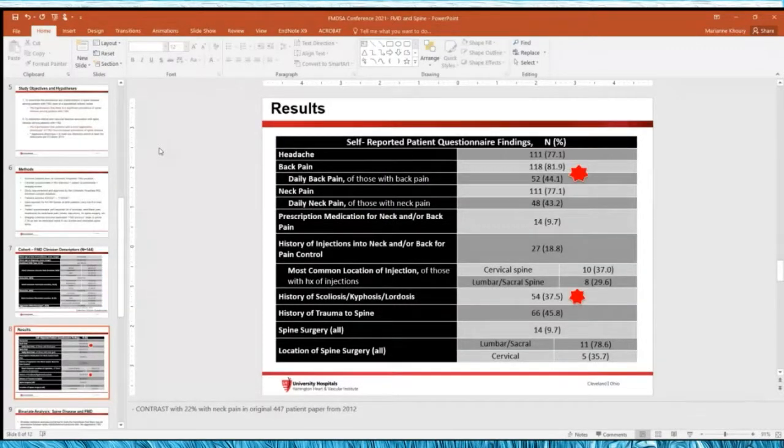So as a result of these self-reported patient questionnaire findings, we asked a bunch of different questions about headache, back pain, injections, and you can see here that, excuse me, over 80% of our patients had back pain.